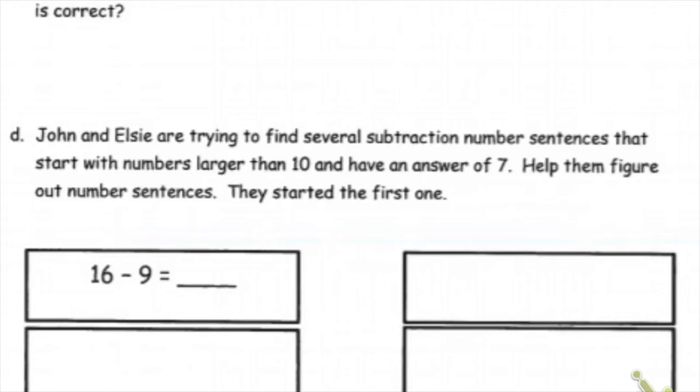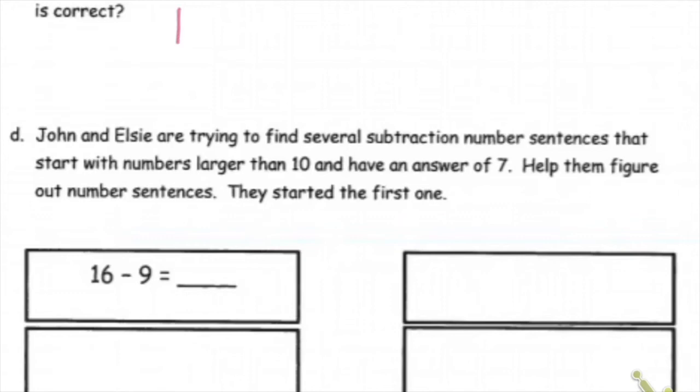Who is correct? Okay, so we know that if we take 1 from the 17, there's going to be a 16. And we know if we give 1 to the 9 to make it a 10, it will be a 10. So it says that John thinks Elise made a mistake. Who is correct? Well, let's see what we can do here.